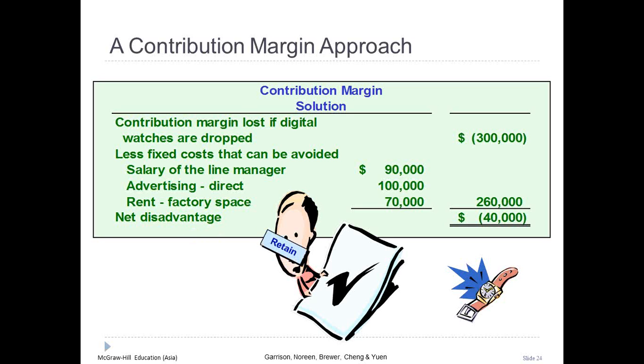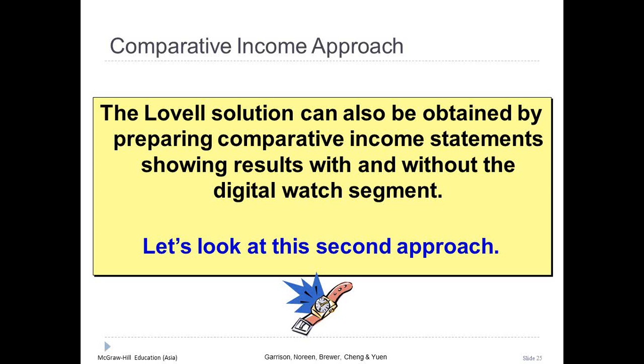A contribution margin approach reveals that the contribution margin lost, which is $300,000, exceeds the fixed costs avoided, which was $260,000, by $40,000. Therefore, Lowell should retain the digital watch segment. The Lowell solution can also be obtained by preparing comparative income statements. Let's see how this approach works.